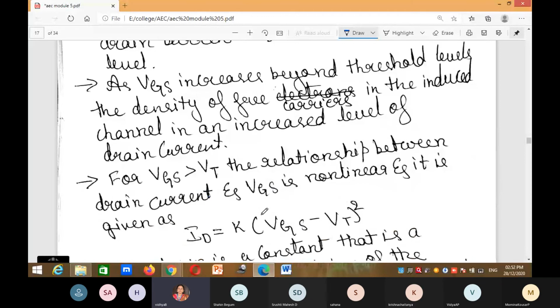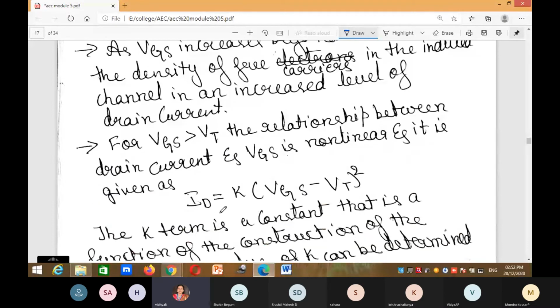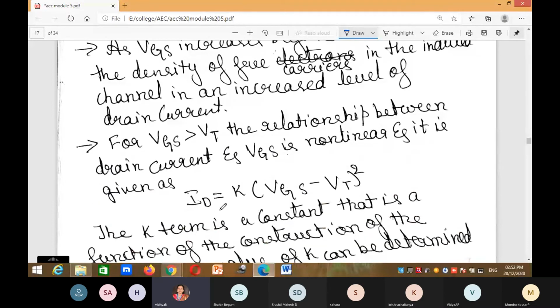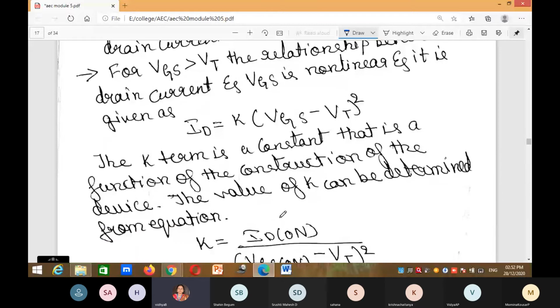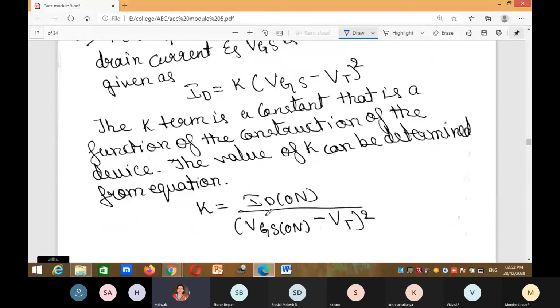For VGS greater than VT, the relationship between drain current and VGS is non-linear, and it is given as ID is equal to K (VGS minus VT) whole square. K is a constant that is a function of the construction of the device. The value of K can be determined from the equation: K is equal to ID(on) divided by (VGS(on) minus VT) whole square.